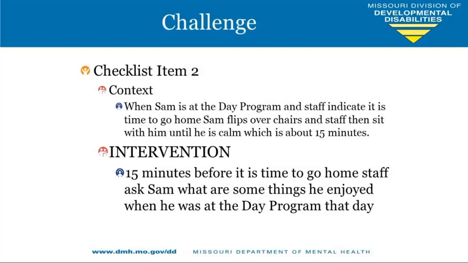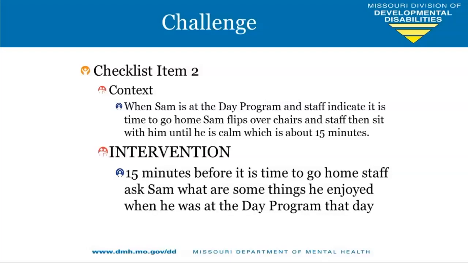So when you read the context, at the day program, staff indicates time to go, he flips chairs, and then they sit and talk with him for about 15 minutes. Well, to me, I can see that in my head, and I have a pretty good idea of why Sam's doing what he's doing. I may not be 100%, but I know something that I can intervene on. And even though it doesn't say Sam's chair flipping is maintained by attention, that's fine. In fact, I don't think that actually adds anything. I think it's just extra words.